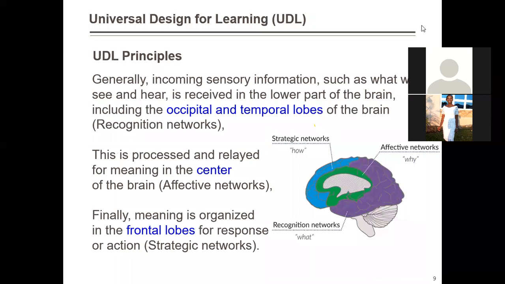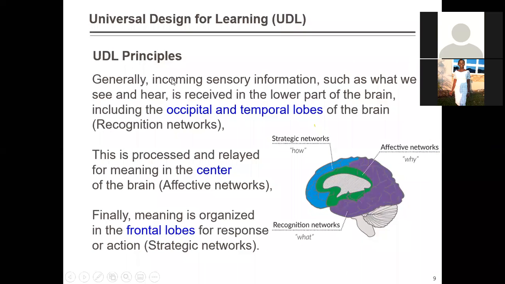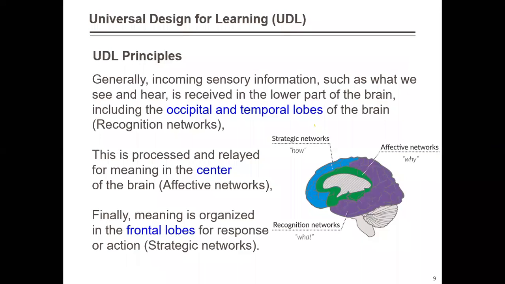So we have the principles, and we have what we call the recognition networks. That is the part of the brain that recognizes information. If you have experienced something before and have some information stored in your memory, the next time you see something like that, you are able to recognize it. And then we have what we call the affective networks. That's the part that processes why: why am I doing this? And then there's the strategic networks. So we have the recognition, the affective, and the strategic networks.